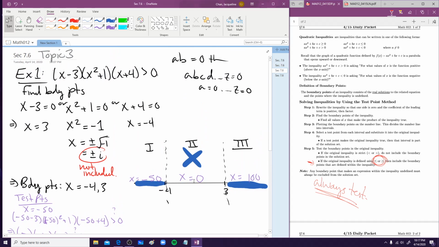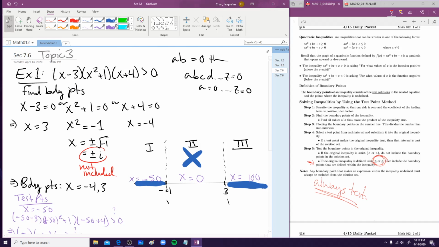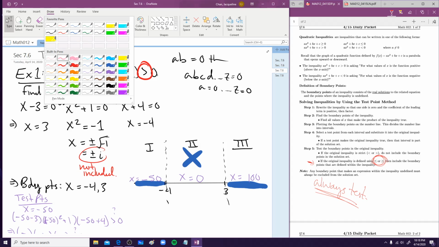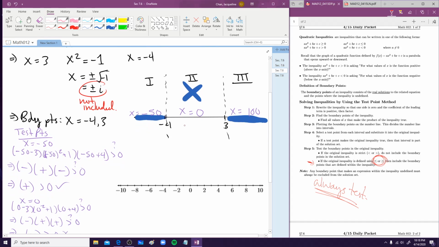Right? So one last thing we have to do before we plot our points is look at our boundary points. Our inequality is strictly greater than. Because it's strictly greater than, we don't have to test any points, because they're already not included. So I'm going to look for negative 4 and positive 3, and we're just going to color. So it's going to be included here and then over here.